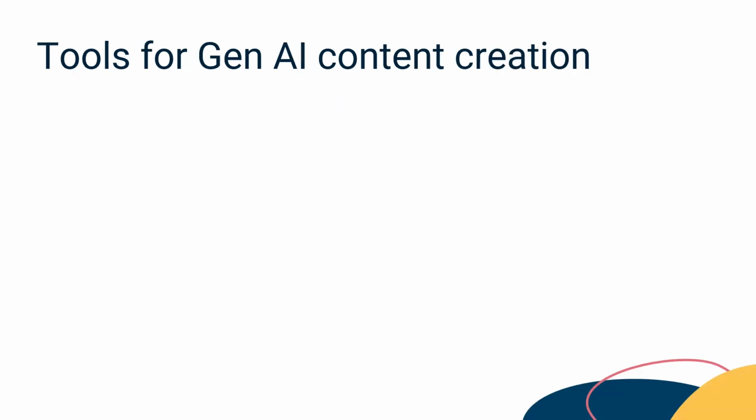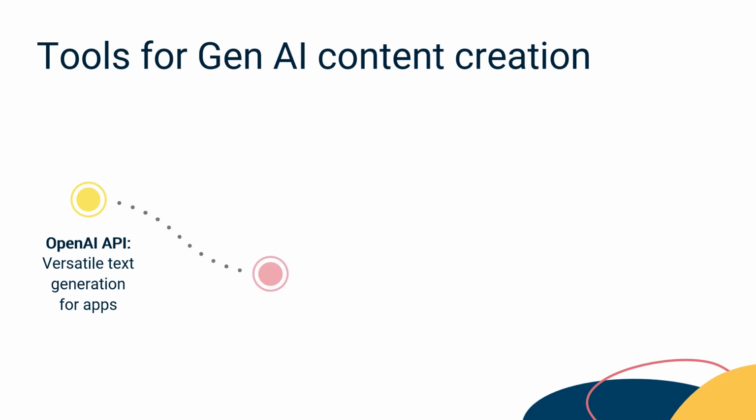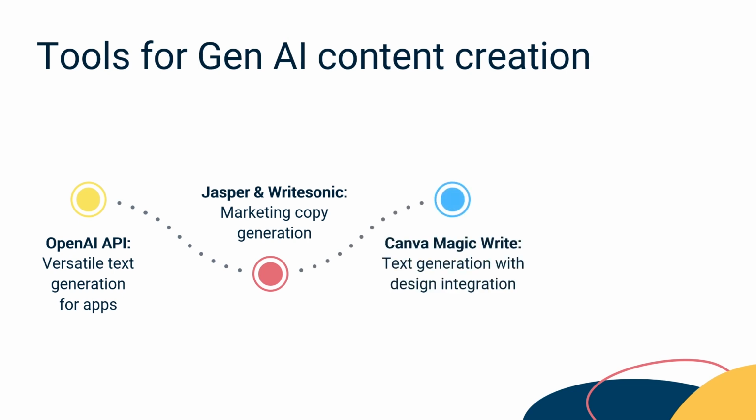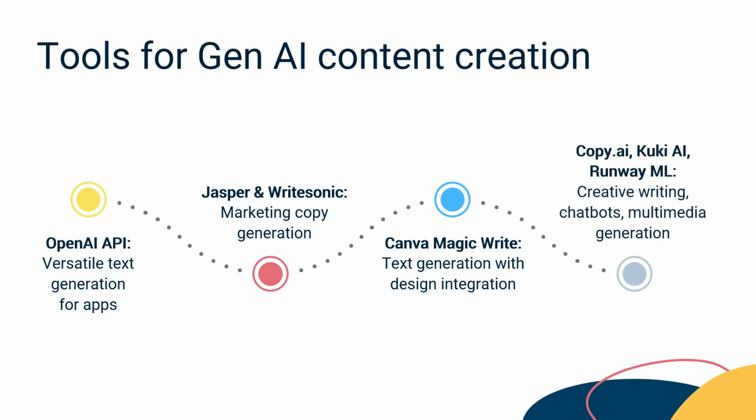Let's explore some tools that make all this possible. OpenAI API enables versatile text generation for applications such as chatbots and content creation. Jasper and Writesonic specialize in generating marketing copy, while Canva Magic Write integrates text generation seamlessly with design platforms. Tools such as Copy.ai, Cookie AI, and Runway ML expand possibilities to creative writing, conversational agents, and multimedia content generation, respectively.